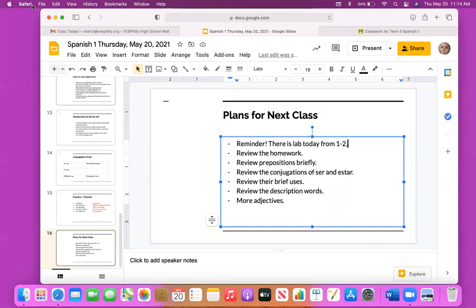We'll probably review the prepositions briefly. We'll review the conjugations of ser and estar. We'll go over the uses of ser and estar like we went over today. I might add in some more description words like emotions and things like that so we can get some practice with estar. So I might add another thing in, but I'm not sure yet. We'll see how it goes.